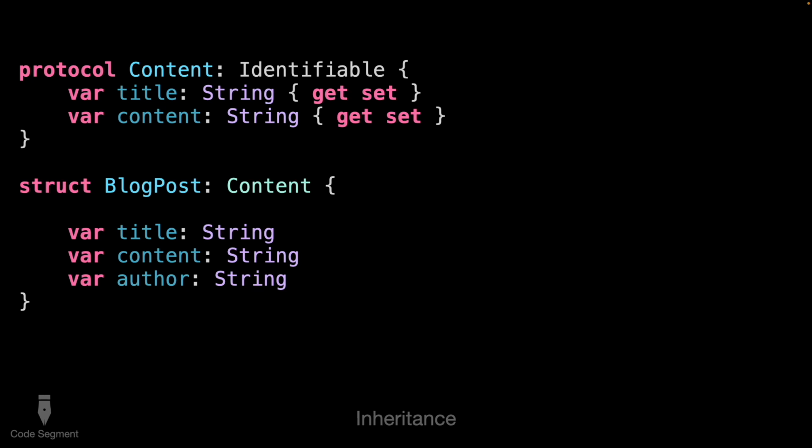Now we haven't defined Identifiable here on the slide because it is a protocol that exists in Swift. It's one that Apple provides, and it only has one requirement, which is that you have a property called id, and the type of that property is something that can be compared to other types of the same. So it could be a string, it could be a double, it could be an int.